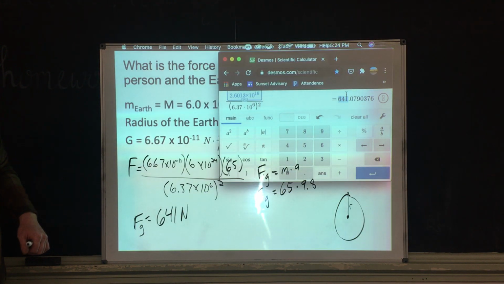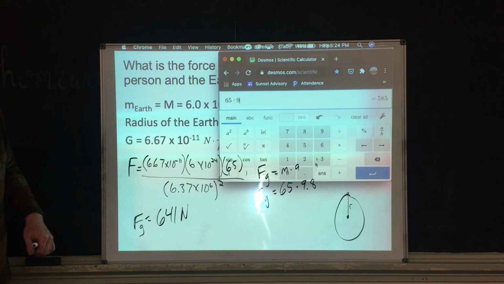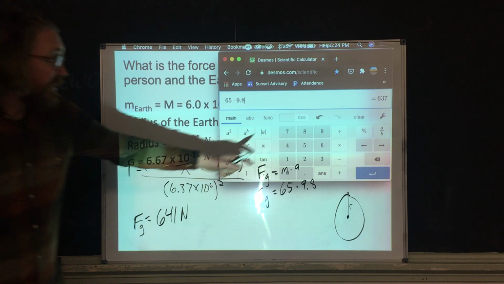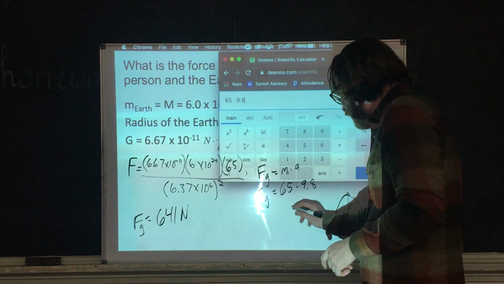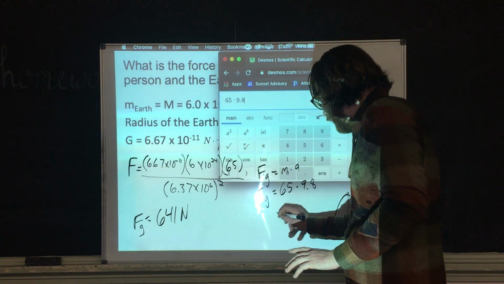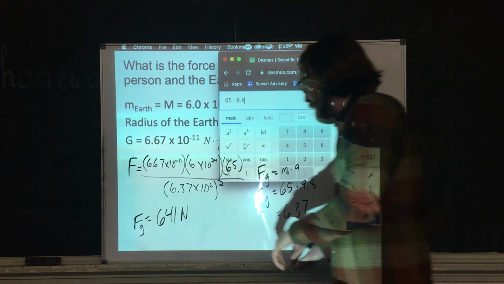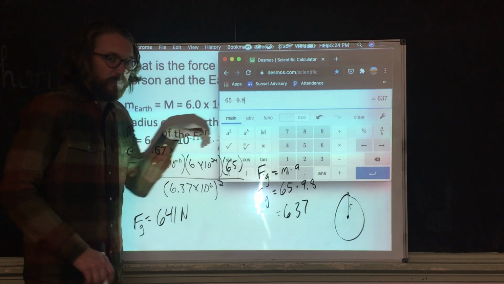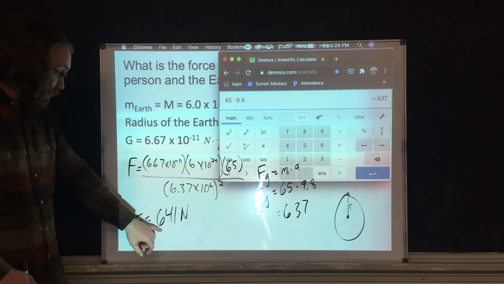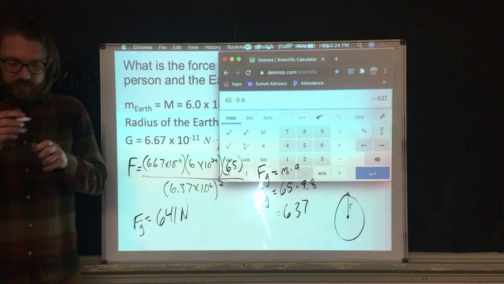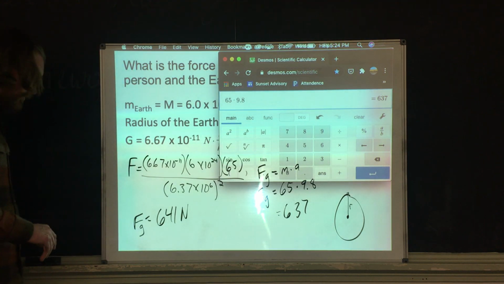And watch this. See how this is 641? 65 kilograms times 9.8 meters per second squared is 637 newtons, which, all things being considered, is pretty much the exact same answer. There are some decimals missing off of these numbers. We rounded them, but look, we get the same answer. Isn't that cool? Science is cool.